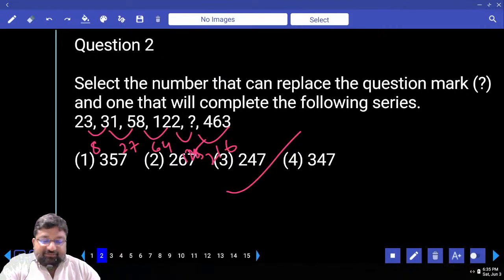Now how much is 122 plus 125? 247. 247 plus 216. Is it 463? Yes. So 47 plus 16 gives 63. If we go for 200, 400 is sufficient. None of these options?